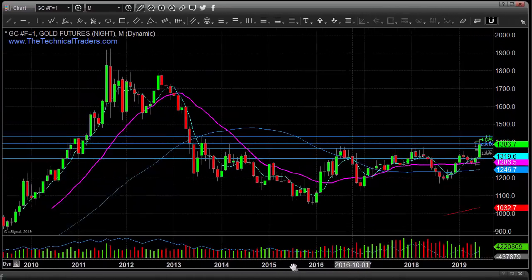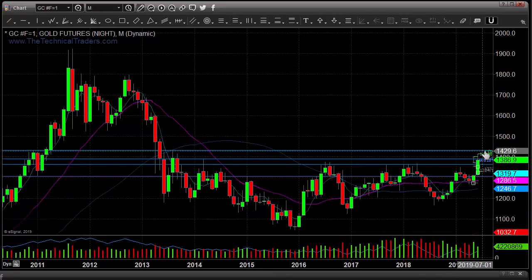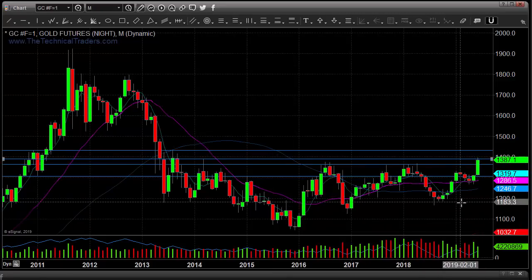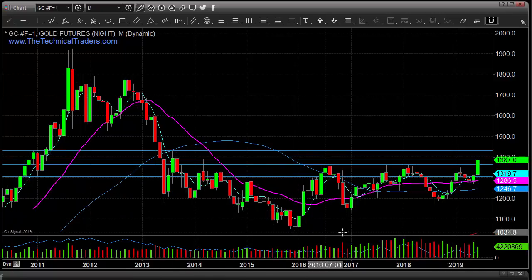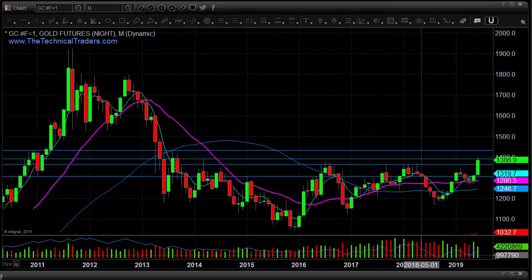You can see these resistance areas on the chart. Let me clear out a couple of these little Fibonacci lines so you can see where we are. We've got this massive multi-year basing formation. It's really starting to break out here today. We've gone from lower lows to higher lows.